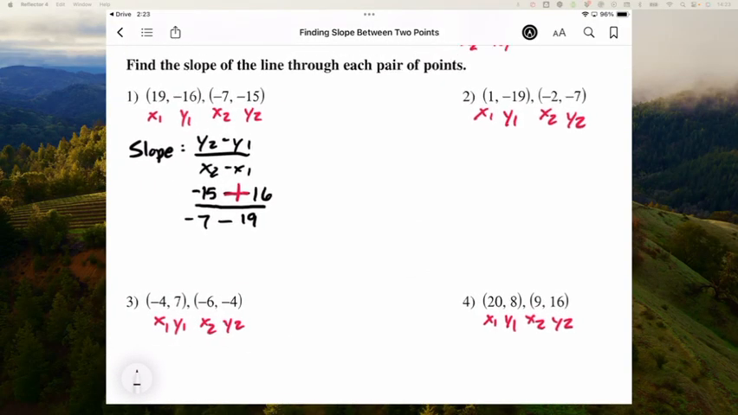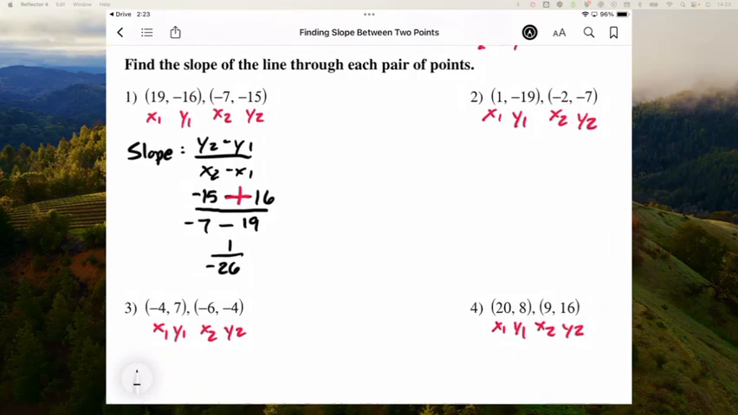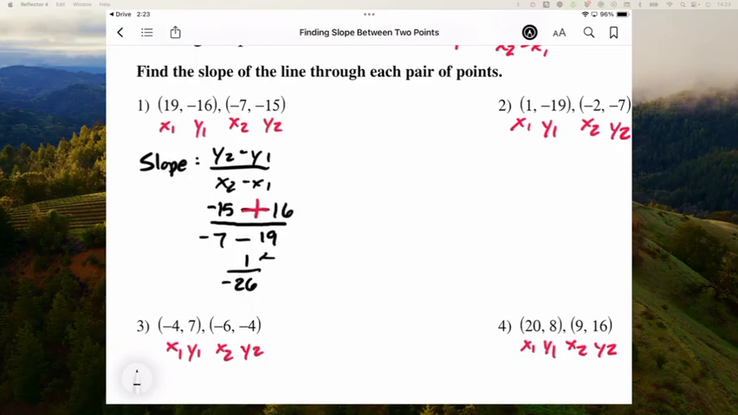Negative 15 plus 16 is 1, and that is in the denominator negative 26. One thing to understand about slope is we never want to have the negative in the denominator because that slope reads up 1 and to the left 26. We don't want to graph to the left, we want to graph to the right. So it's important for you to know that these two fractions are equivalent.